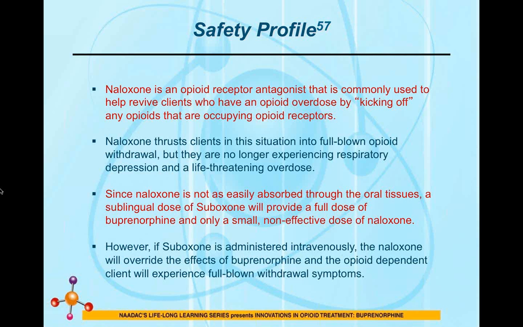So that is the piece that makes this medication so magical: no one's selling this on the street, because if they try to inject it into their arm, naloxone is going to come on board instead of buprenorphine. And if they just sell it on the street and they put it under their tongue and take it like they should, they're going to get a small dose of euphoria and a small dose of the buprenorphine to stave off withdrawal symptoms, but they're not going to get the same high they were looking for. So this is a much safer medication to have out on the streets than methadone.